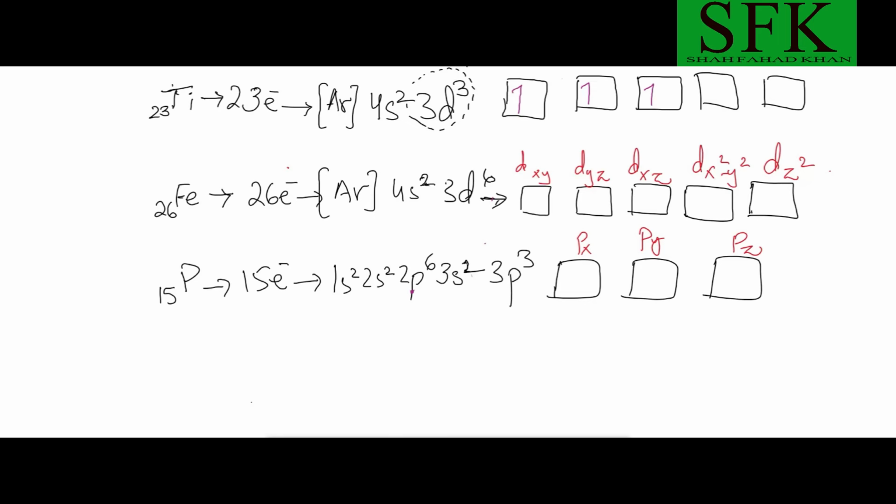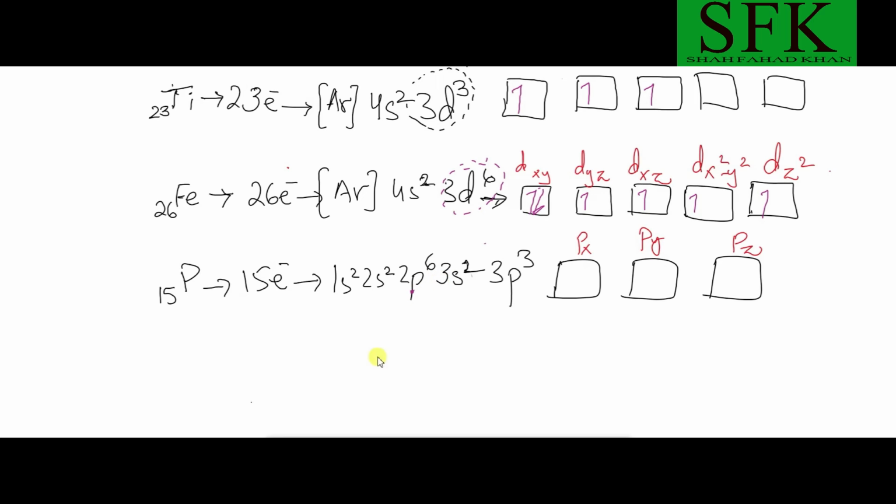Now let's write down the electronic configuration of the 3d6 electrons. In the 3d6, they'll start filling up singly first, so 1, 2, 3, 4, 5. The sixth electron will now get paired and will occupy the first dxy orbital with an opposite spin.